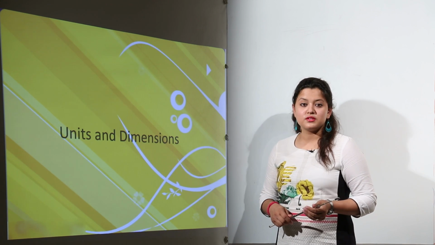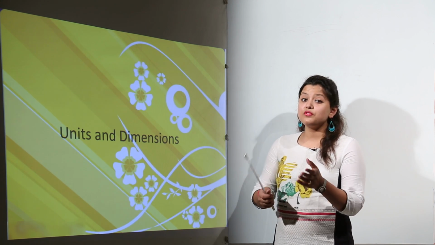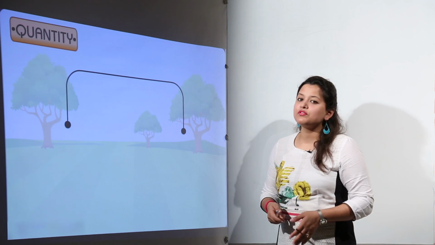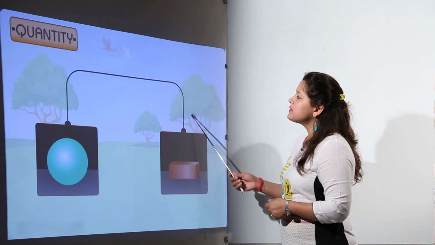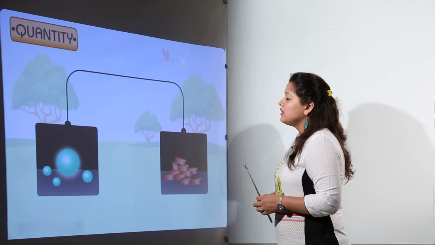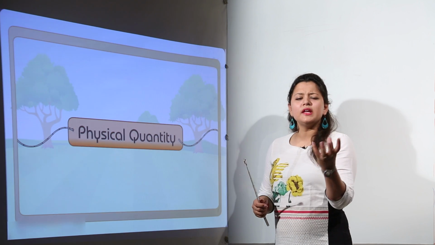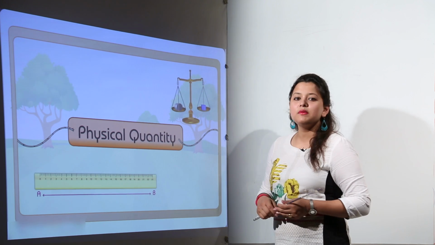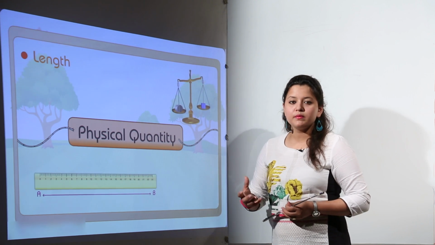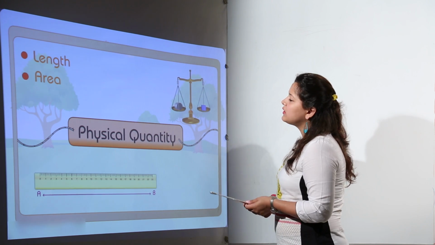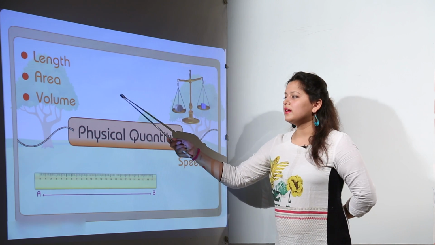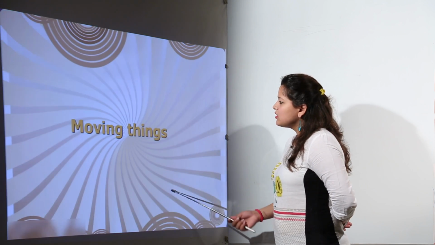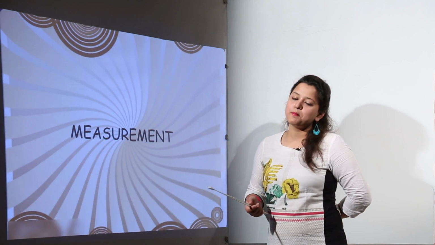Units and dimensions. Different dimensions, like length and area, have different units for measuring them. Before that we must understand what a quantity is. Quantity is like the amount of any substance. So we have physical quantities that can be measured. The quantities that can be measured are considered physical quantities, like length, area, volume, speed, force, energy. All these are quantities that can be measured.